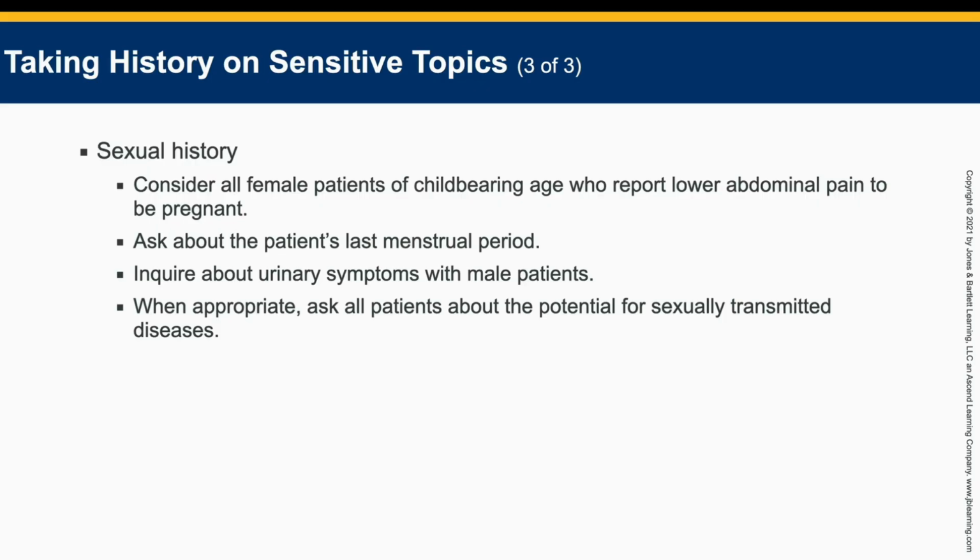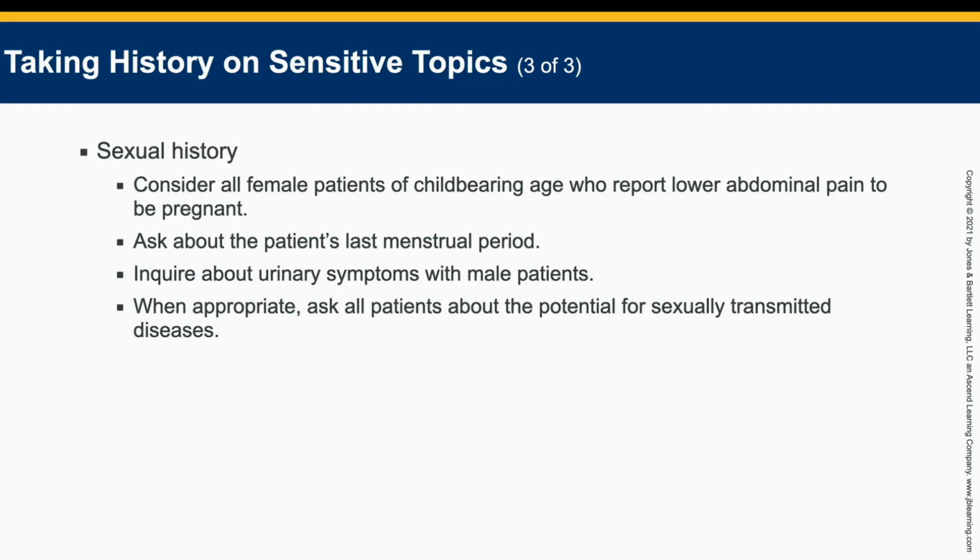Because of this, EMTs need to ask about the patient's last menstrual period, which can help determine whether pregnancy may be a factor in the patient's condition. With male patients, it may also be appropriate to ask about urinary symptoms, such as pain during urination or difficulty urinating, which can provide clues about infections and other medical conditions.